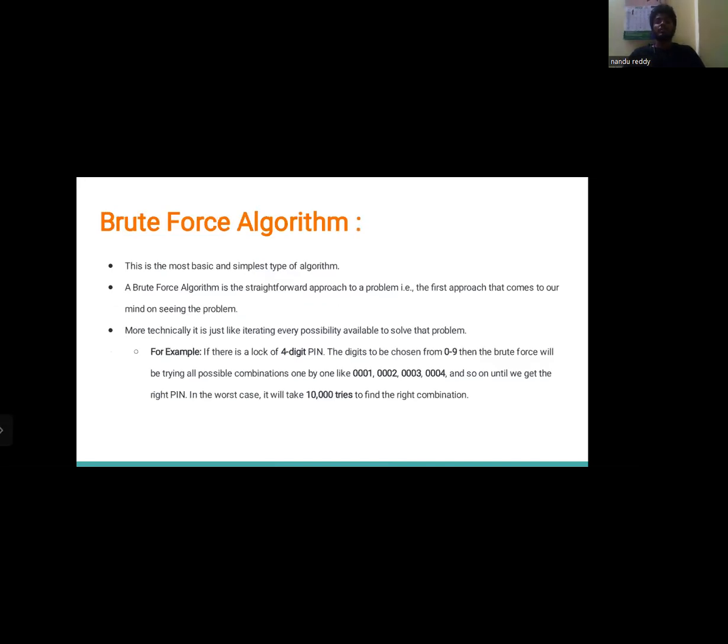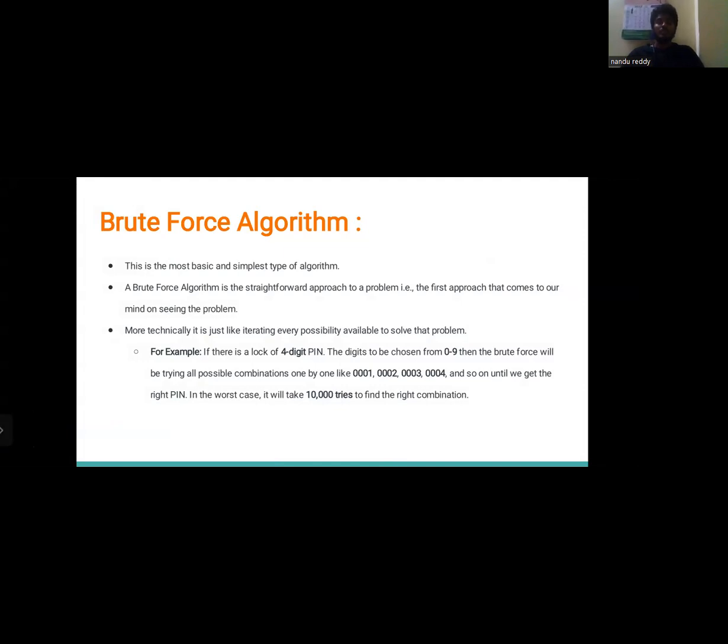First, brute force algorithm. This is the most basic and simplest type of algorithm. A brute force algorithm is the straightforward approach to a problem. That is the first approach that comes to our mind on seeing the problem. More technically, it is just like iterating over every possible option available to solve the problem.